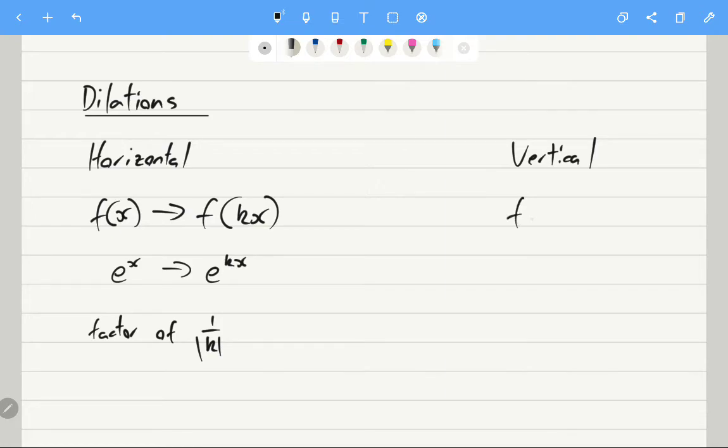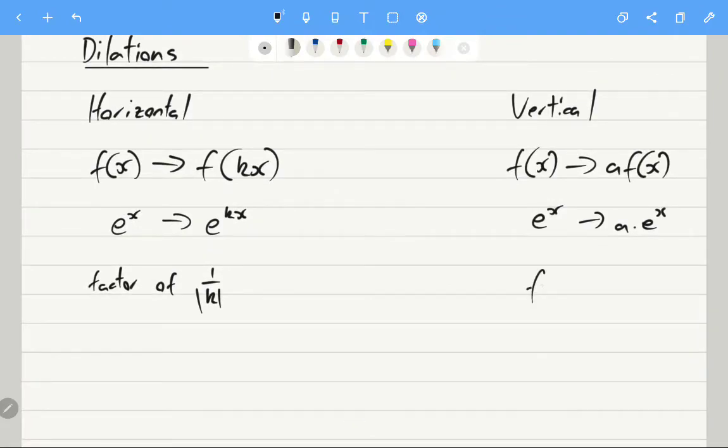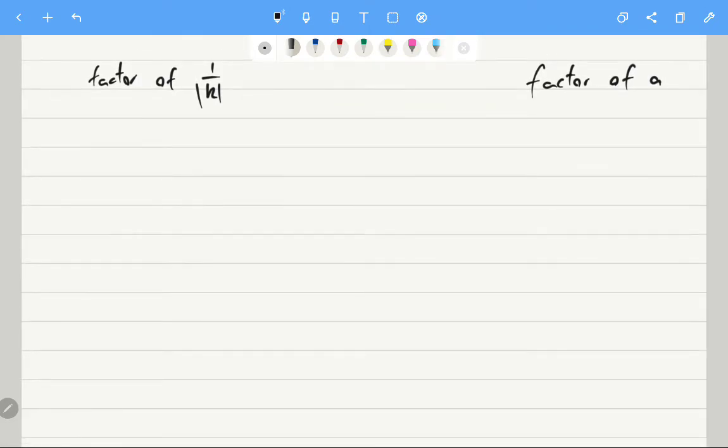And for vertical dilation, it is just f of x becomes a f of x, meaning e to the x becomes a times e to the x, or just a e to the x, like so. And this is by a factor of a. Now when we talk about dilations, I think some people have a bit of trouble visualizing what it means. So let's try with the aid.